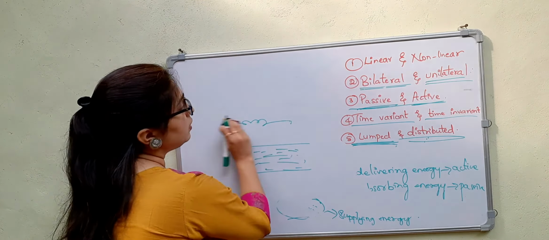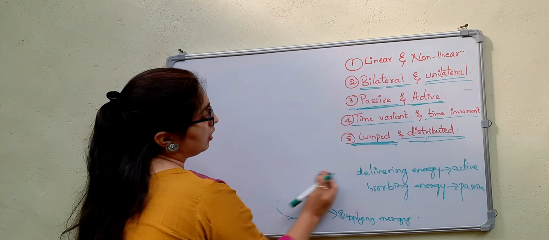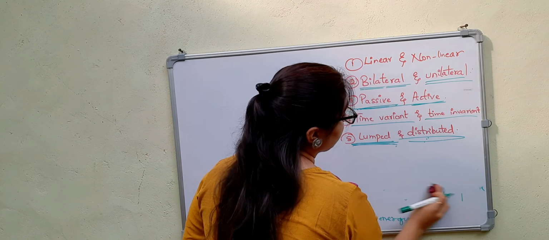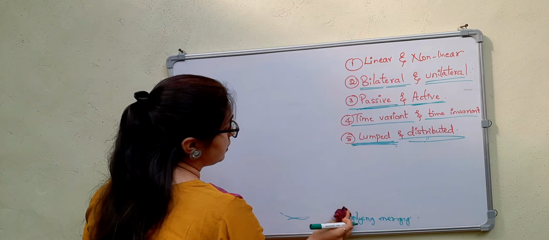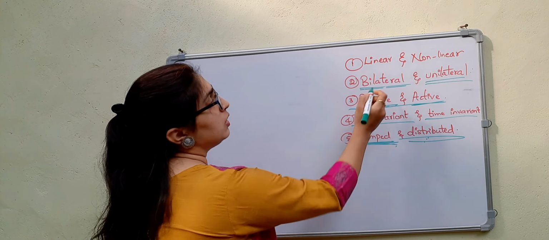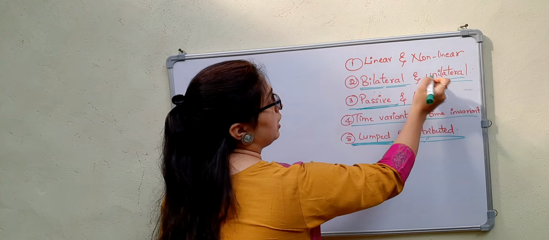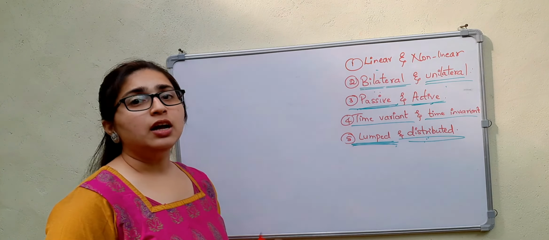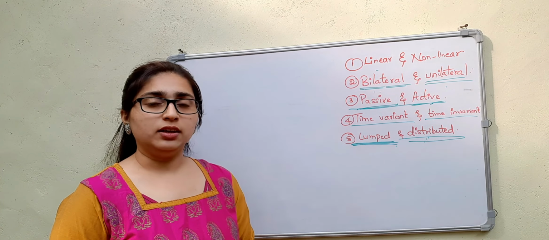So these are the different types of elements, and just by seeing the VI characteristics, we have to check if it is passive or active, bilateral, unilateral, linear, non-linear, and we will be solving it in the next video.